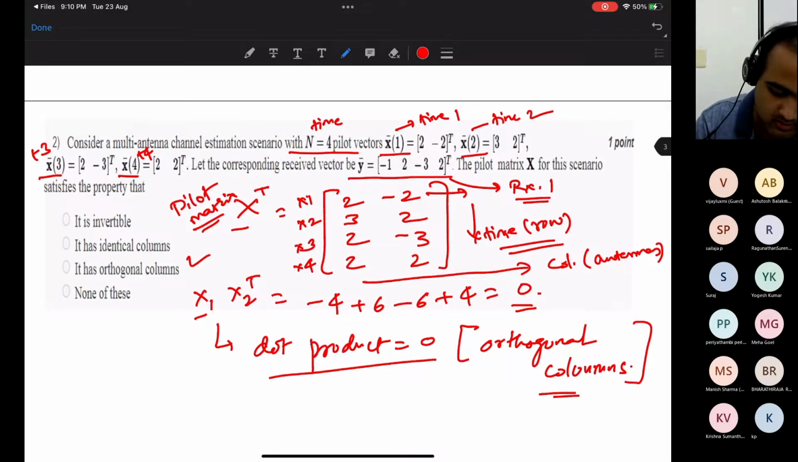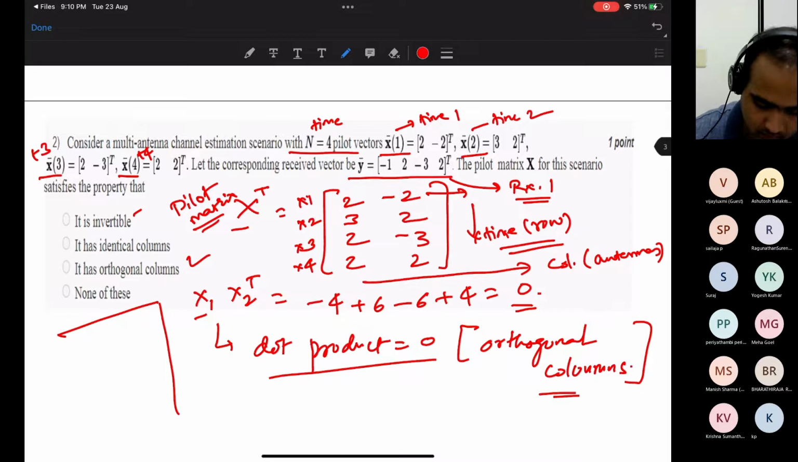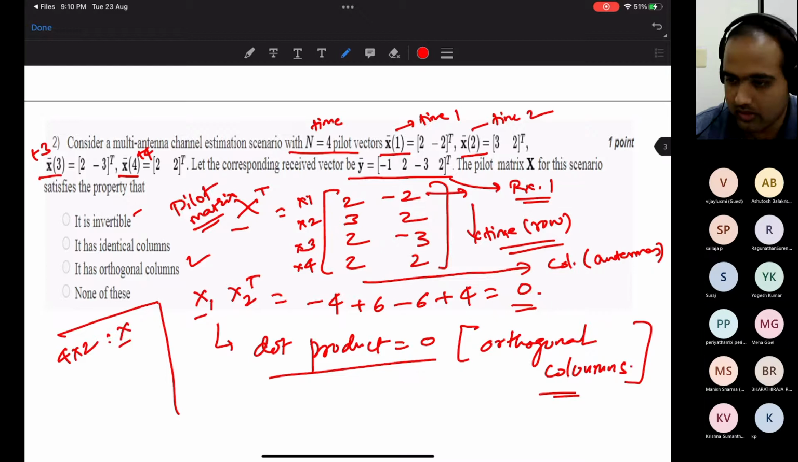Now what has been asked? Is this matrix invertible? This matrix X is a 4 cross 2 matrix, and it is not invertible because it is not a square matrix. So the first option is wrong. Does it have identical columns? That is, are the columns equal to each other? No, you can observe that the columns are not identical to each other.